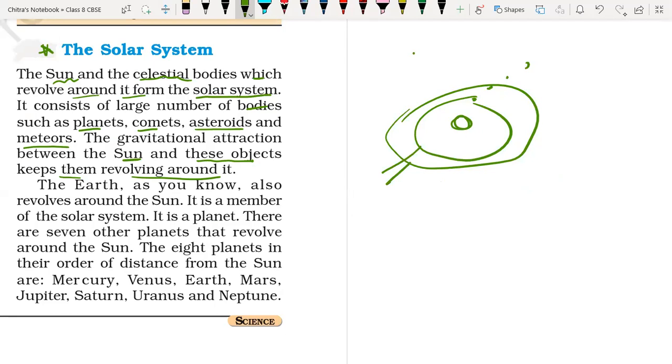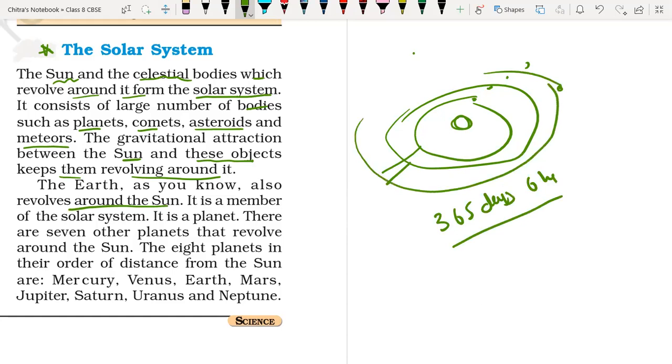The earth, as you know, is our planet where life is possible, and it also revolves around the sun continuously. To complete one revolution around the sun, the earth takes 365 days and 6 hours. And earth also rotates on its own axis, and it takes 24 hours.